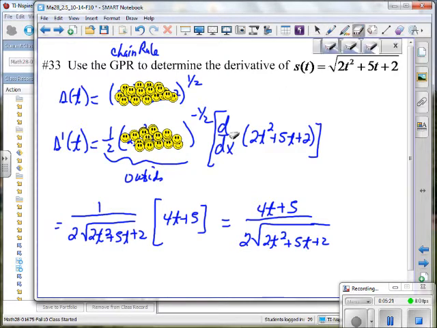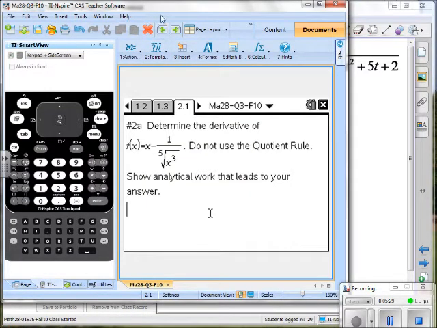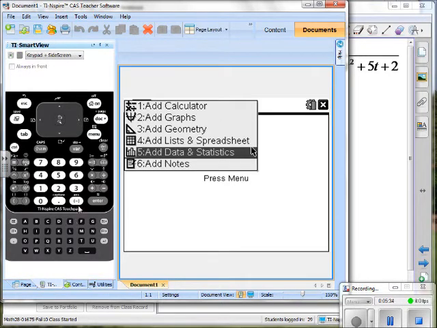Now, if you take your inspires, so let's do that right now. Let's see if I have one. There it is. What I want you to do is go home, pick up a new document.